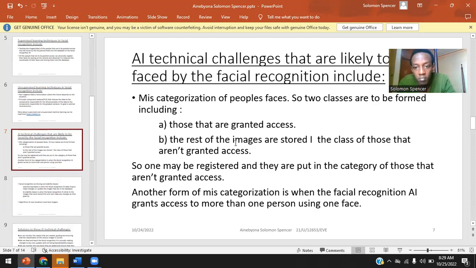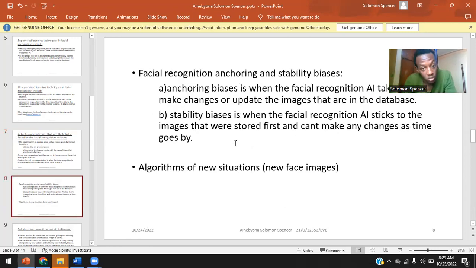Then you can also look at, for example, I register my face and it's actually not registered, or it's placed in a different category than what I expected. Yes, so you find that what you expect is actually not what is happening. So coming to more of the technical challenges, we have the facial recognition anchoring and stability biases.